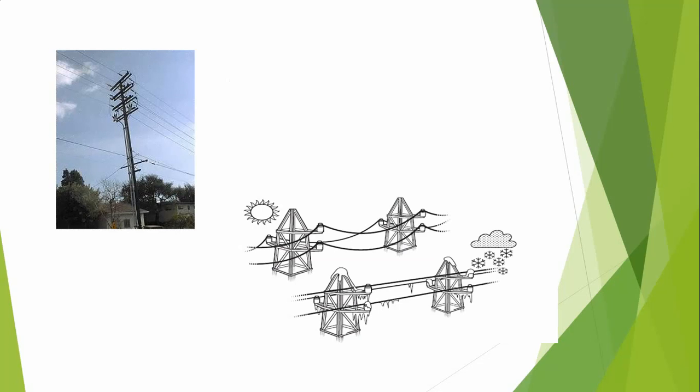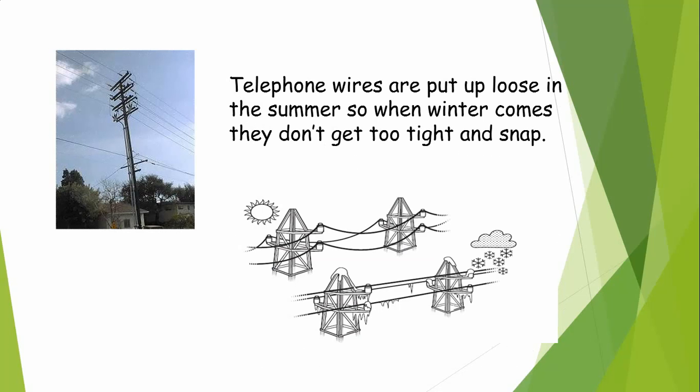When you lay the telephone cords or the electric line cords, in summer you have to keep them loose. Why? So that when they contract in winter, they won't snap. If you left them tight in summer, when they contract in winter, the electric cords will snap, they will cut.